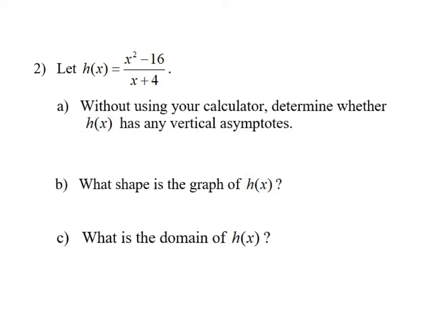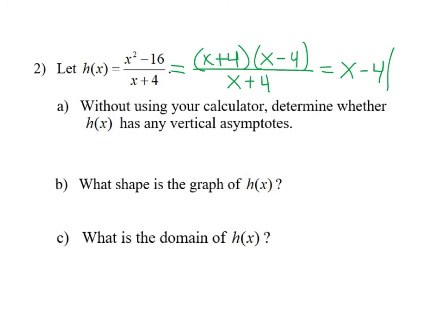Okay, see if this is what you got. So if we factor the numerator, we can see that we do have two factors that can cancel, right? And that would just leave us with x minus 4. However, let's not forget that x cannot equal -4, right? Because that was causing the denominator to be 0. So -4 is not going to be a vertical asymptote, right? Because we were able to remove that from the denominator.